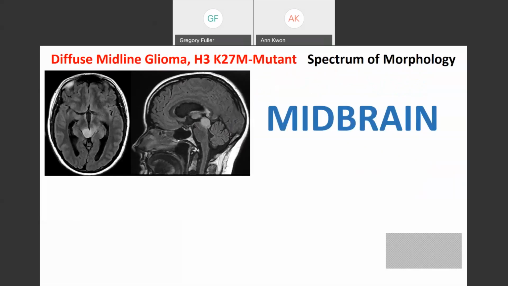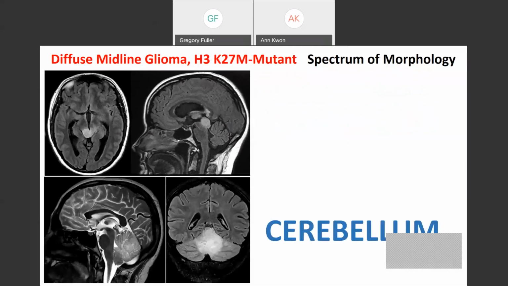Okay, let's look at the other sites of diffuse midline glioma. Here's a nice example of the midbrain tectum, right, axial and sagittal. Cerebellum, absolutely. Another case, a nice example of cerebellum. Again, all of these are molecularly confirmed examples.